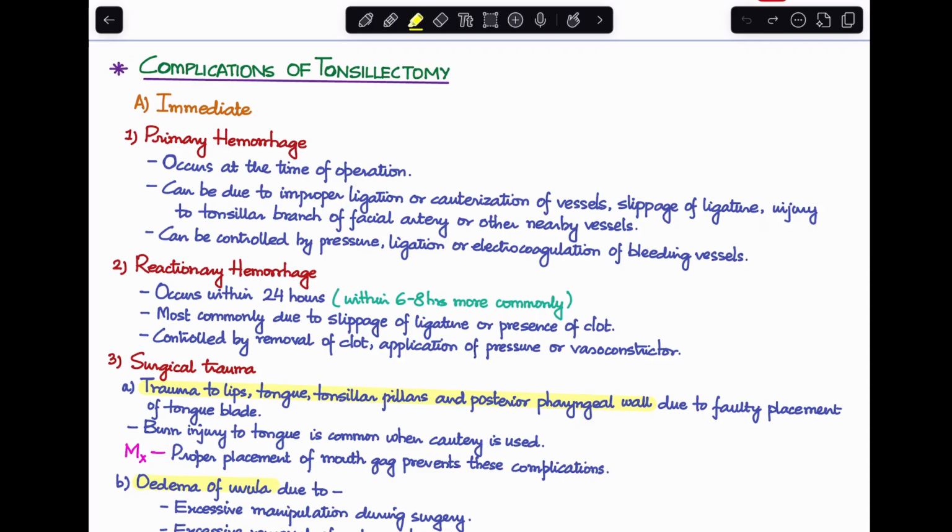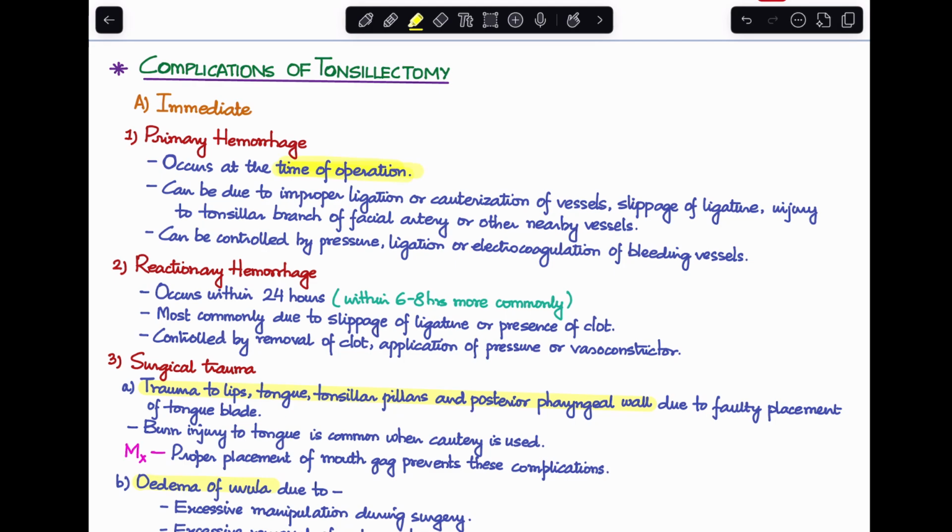Now, there is a whole new topic that I'll definitely be discussing separately in a video, where I'll be talking about post tonsillectomy hemorrhage, of which there are three types: primary, reactionary, and secondary. I'll talk about them in more detail over there, but here I'll just skim over a little bit. So, what is primary hemorrhage? Primary hemorrhage is the hemorrhage that occurs at the time of operation.